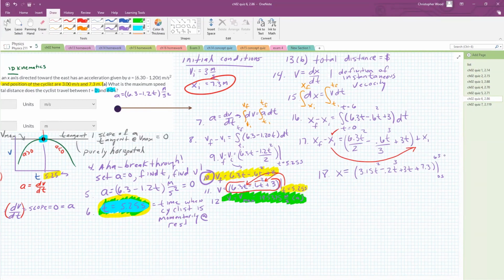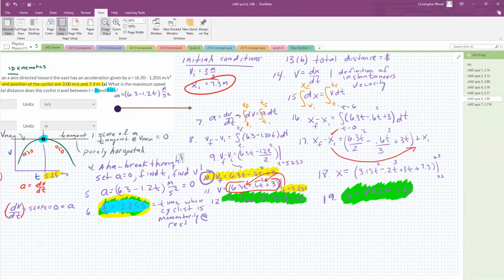3.15 times 36 minus 0.2 times 6 cubed plus 3 times 6, 88.2. Okay. X equals 88.2 meters. This is part B. This is the total distance traveled by this motorcyclist during this interval. So that's the answer to A and B.